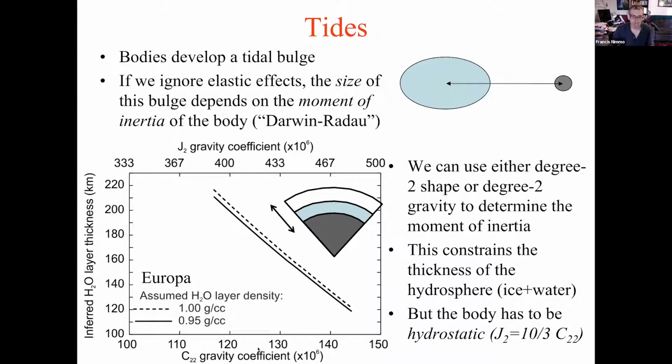And so as you change the distortion of the body, you get a different moment of inertia, and you can interpret that as a different ice plus water thickness. And so just by measuring the shape, the distortion of the body, or the gravity arising from that distortion, we can derive things like the thickness of the hydrosphere. If the body is acting like a fluid, it has to be hydrostatic. Anton mentioned this, that as long as you can ignore elastic effects, then you can use this magic equation to go directly from the shape to the moment of inertia. So this is a very powerful sort of basic constraint.